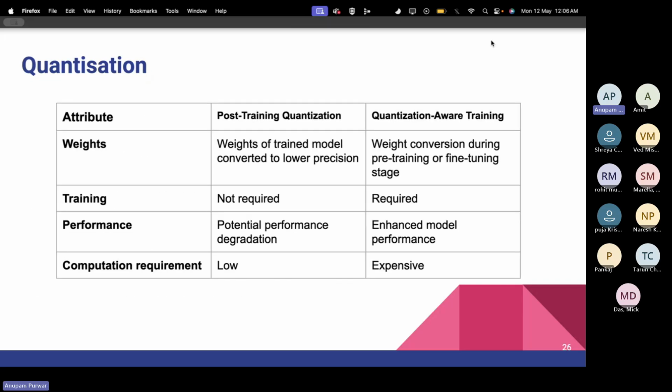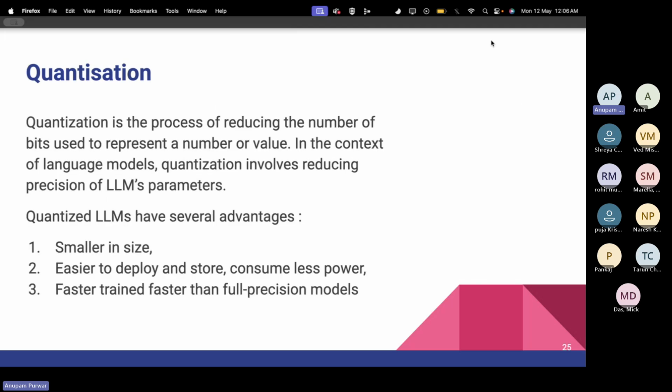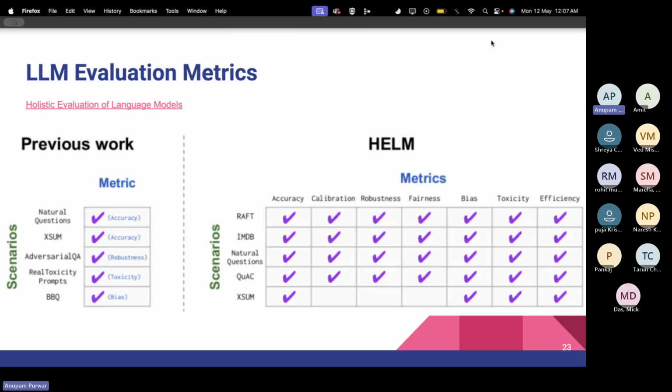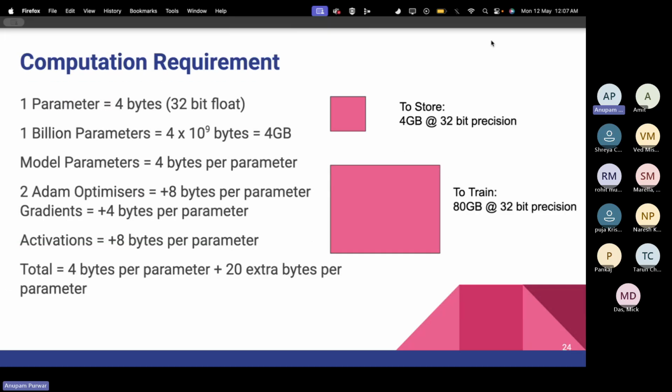I'll stop here because we started with a brief overview of RAG, then we talked about fine tuning, and where we want to really apply fine tuning versus RAG. Then we looked at what some of the considerations or metrics are that one needs to keep in mind when doing fine tuning.